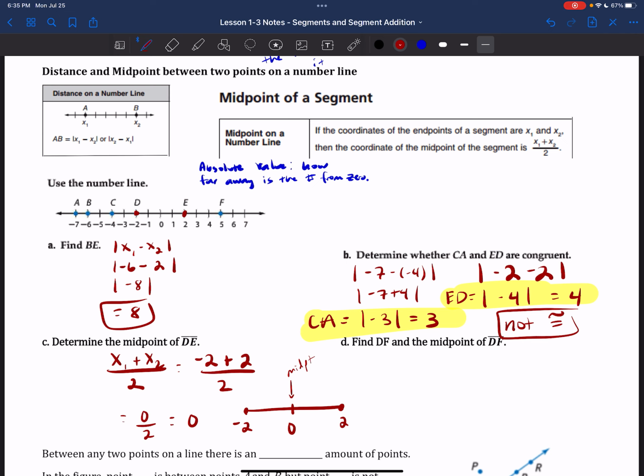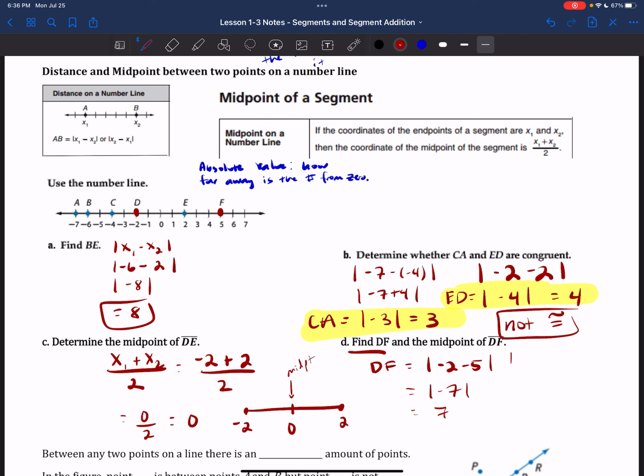Okay? It says find DF and the midpoint of segment DF. So what it means here is find DF. I'm just trying to find the distance. Something that we've already done with A and B, so let's do that with D. So DF, all I have to do is take the absolute value. D and F are right here. I have the absolute value of -2 minus 5, and -2 minus 5 is -7. Therefore, if I take the absolute value, how far is -7 from 0? Well, it's just 7, so that's DF.